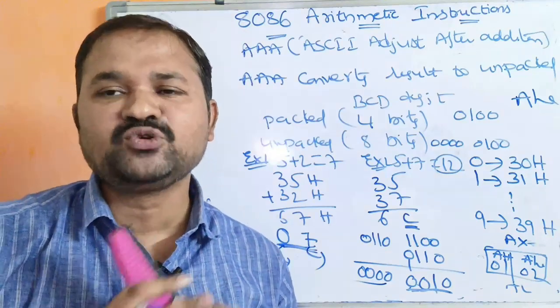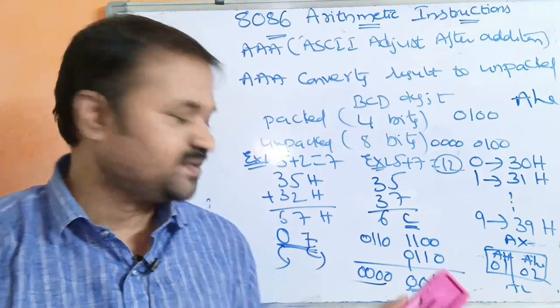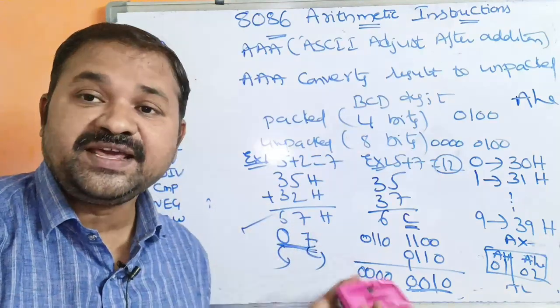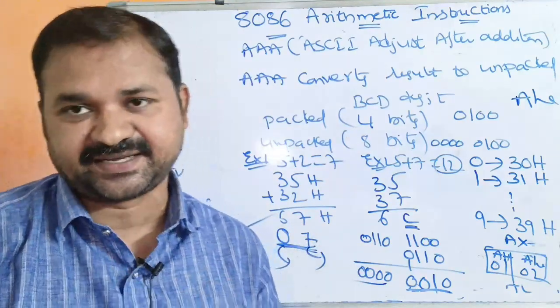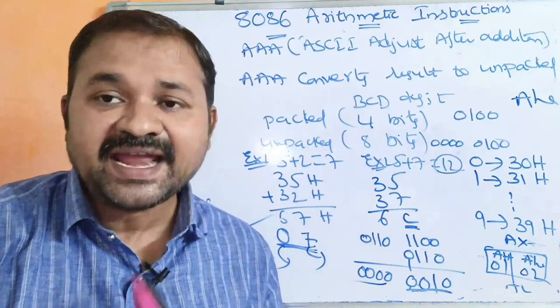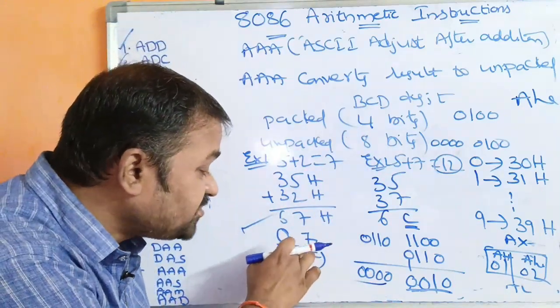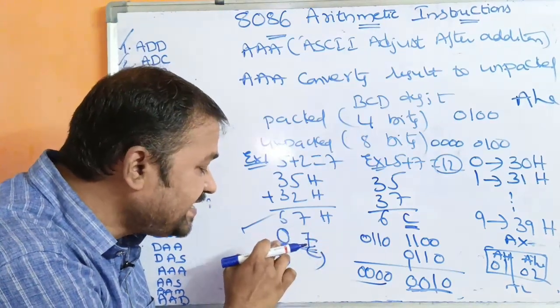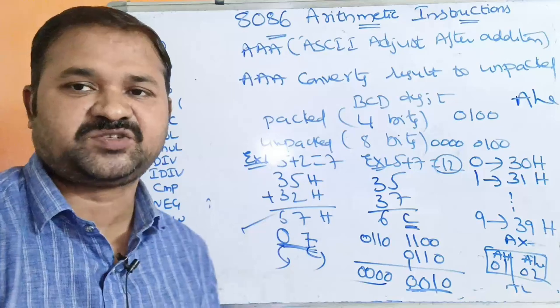So, simply we have 2 steps. What are those 2 steps? The first step is this example. If the lower nibble is a valid BCD digit, or if the carry flag is set, then there is no change in the lower nibble, but we have to clear the upper nibble. This is the first point.